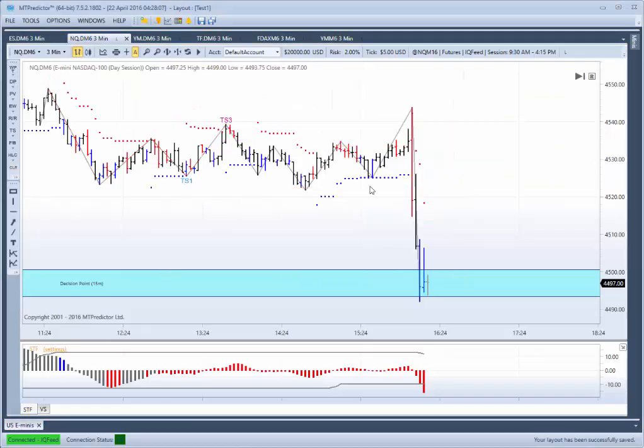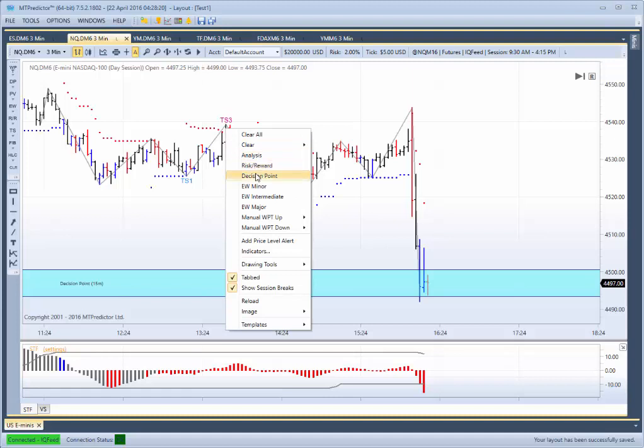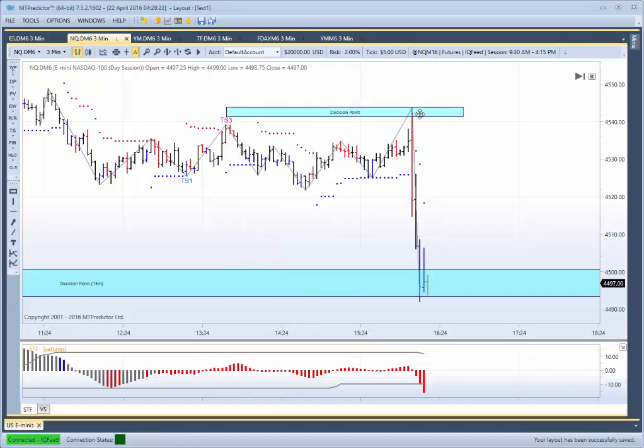Interesting enough, if I clear this all off, to see how the market was rallying up here to this high pivot just before the sharp decline just before the close. If I go back to our main pivot here where this TS3 is, and I right mouse click, place DP on, can you see where that high reversed? In other words, right at our decision point level.